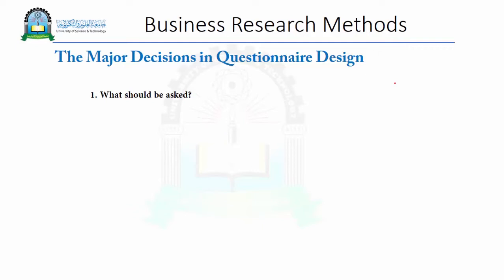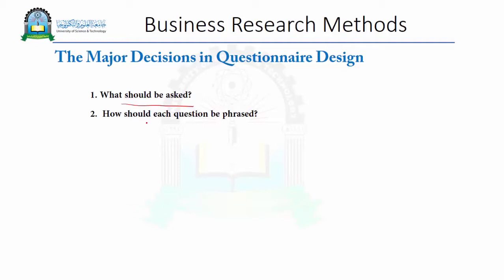We have some major decisions to take when we design the questionnaire. It's phrased here in terms of questions. So what should be asked? We talked about the questionnaire as a group of questions. So what are these questions? Something related to the research problem and to the objectives. This is very important, also as the beginning in order to evaluate the questionnaire.